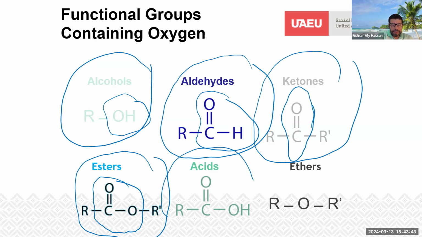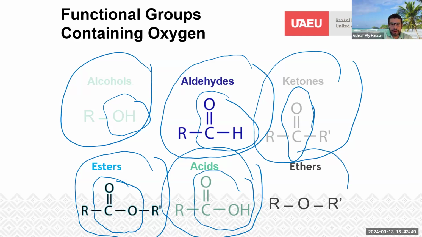Acids are connected to CO and OH. And then finally ethers, which is R and R dash. In the middle, you have an O. We'll talk about each of them individually in the upcoming videos.